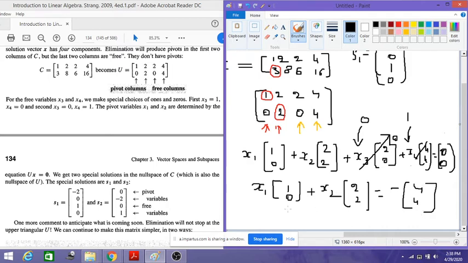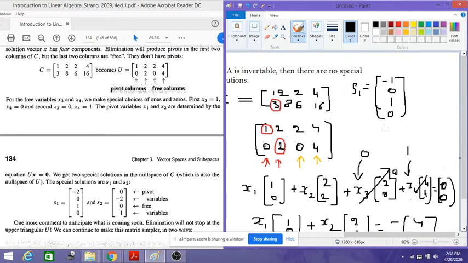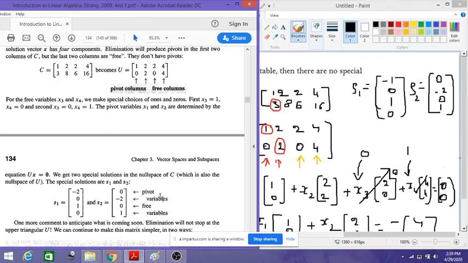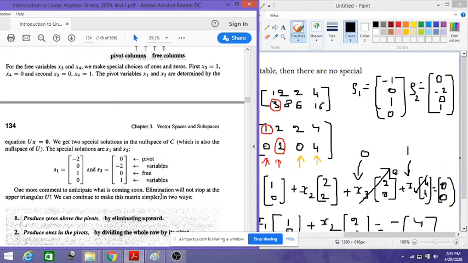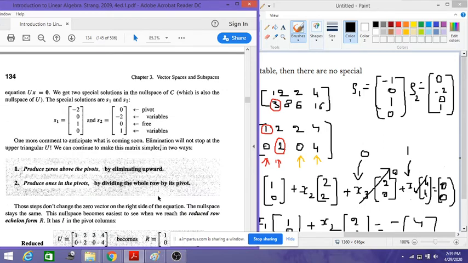So how do I get minus of 4 and 4? If I substitute x1 with 0 and x2 with minus 2, then I'll get the right side. So my second special solution is x1 as 0, x2 as minus 2, x3 as 0, and x4 as 1. So these are the special solutions in the null space of C. Hope you understood this solution of the null space.